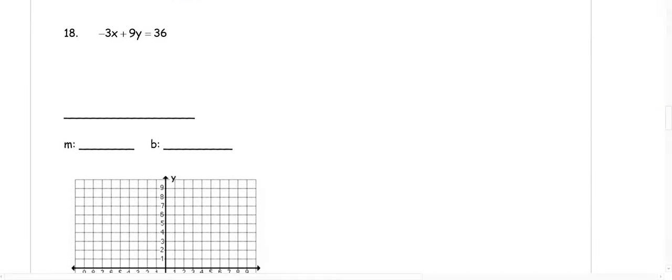Number 18. I need to solve for y, so first I'm going to add 3x to both sides. 9y equals 3x plus 36. I'm going to divide everything by 9. Y equals 1/3 x plus 4. So in this case, my slope is 1/3, and my y-intercept is 0, 4.